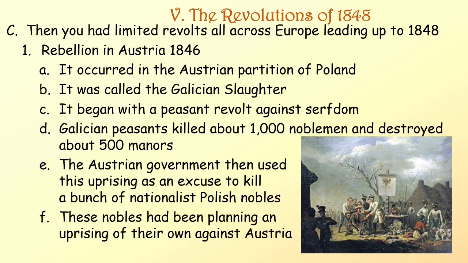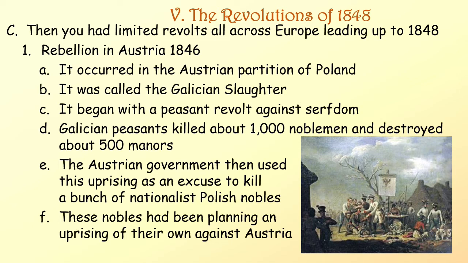Then you had limited revolts all across Europe leading up to the year 1848, and we talked about several of those in the last lesson. You had a rebellion in Austria in 1846, and this occurred in the Austrian partition of Poland. If you'll remember, Poland had been completely partitioned between Austria, Prussia, and Russia. And this particular event was called the Galician Slaughter, and it began with a peasant revolt against serfdom.